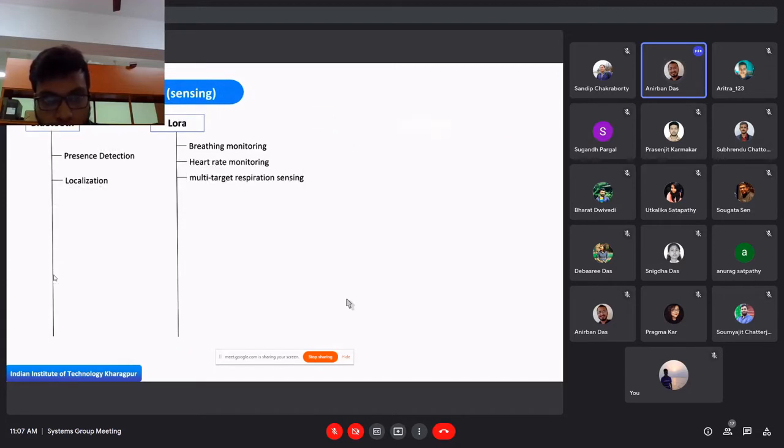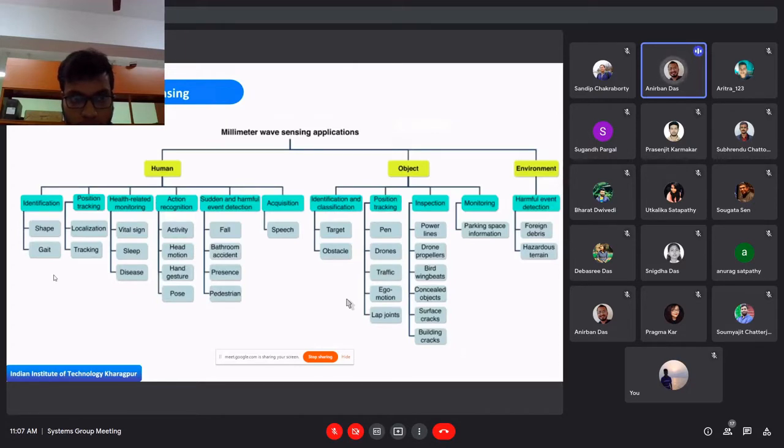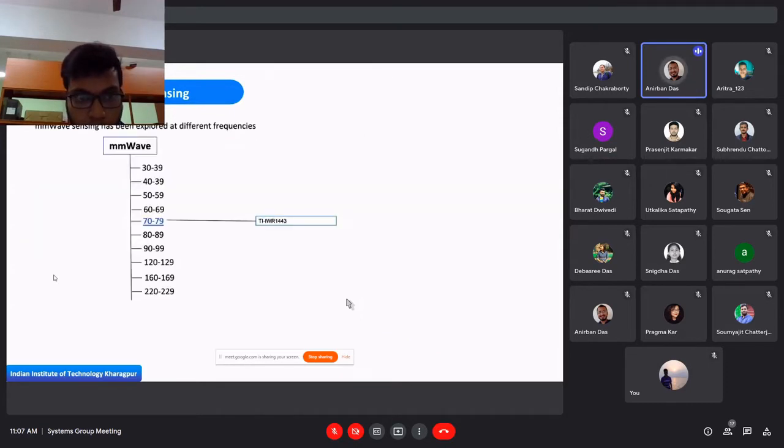Similarly, we can see that Bluetooth has very few applications in the literature, whereas LoRa has long-range estimations of breathing monitoring, heart rate monitoring, etc. Moving towards millimeter wave sensing, it has been used to address a large number of problems such as position tracking, various activity recognition, and even voice recognition, and so on. The frequencies which have been used by millimeter wave sensors are these.